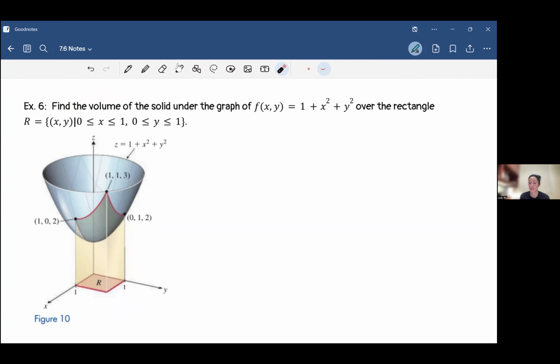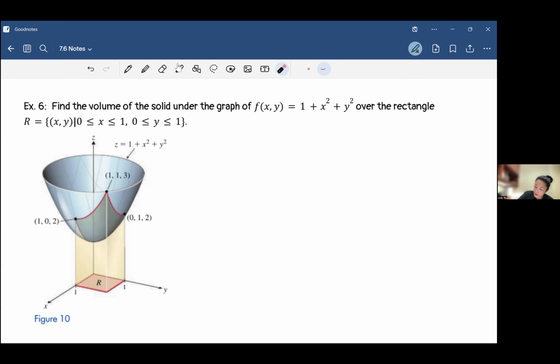Example 6 says, find the volume of the solid under the graph f of x, y equals 1 plus x squared plus y squared over the rectangle from 0 to 1 for x and 0 to 1 for y. Okay, so if you graph this, 1 plus x squared plus y squared, it's this cool shape that we call an elliptic paraboloid. It kind of looks like a bowl, and this bowl is just a little bit lifted up in space.